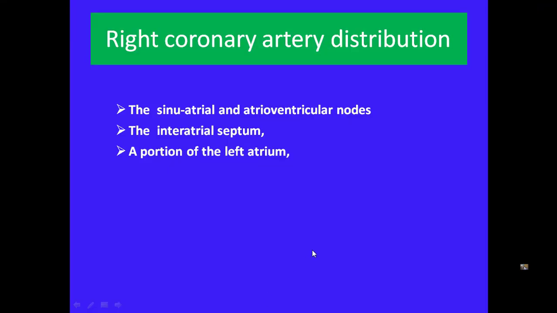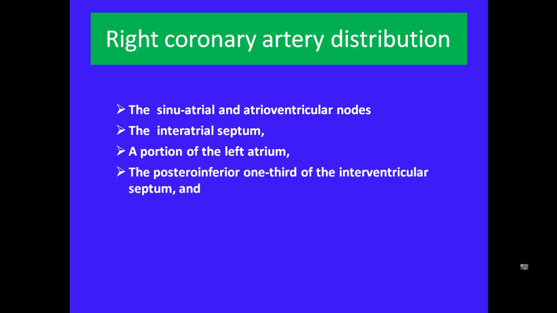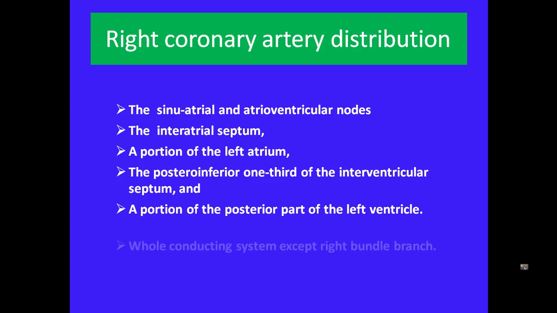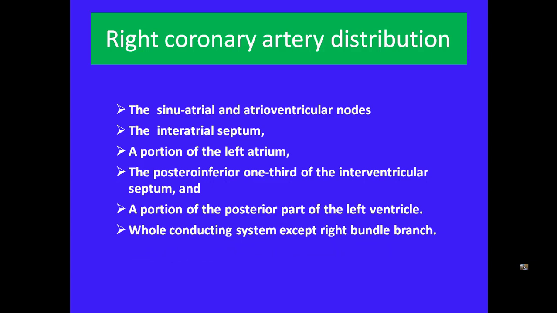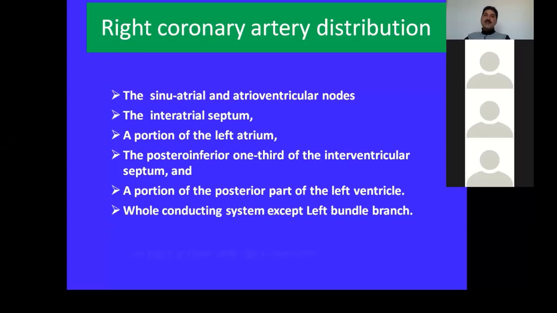Distribution of right coronary artery. Right coronary artery supplies SA node, AV node, interatrial septum, a portion of left atrium, the posterior 1/3 of interventricular septum in case of right dominance, a portion of posterior part of the left ventricle adjacent to the septum, the whole conducting system of the heart except a part of the right bundle branch. The right atrium and the right ventricle are also supplied by the right coronary artery. Is it clear to you now?